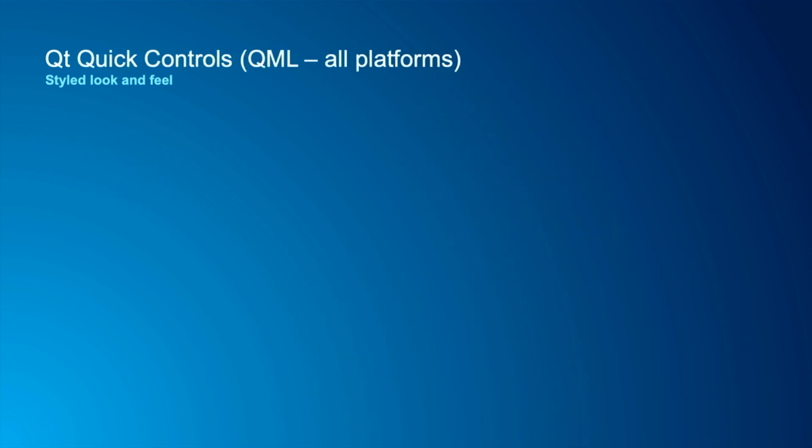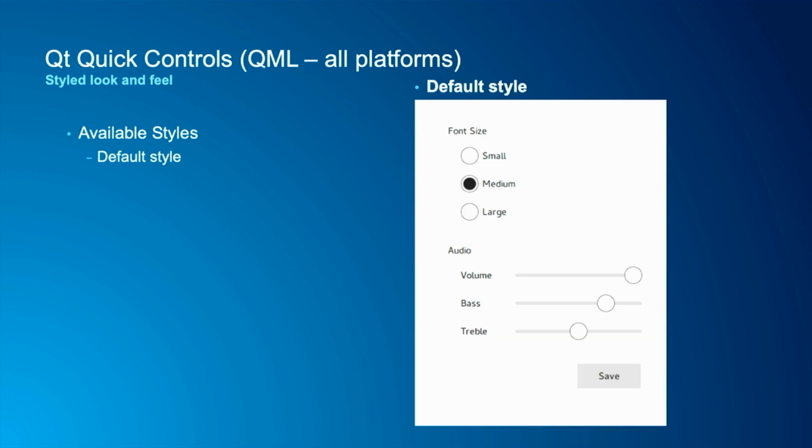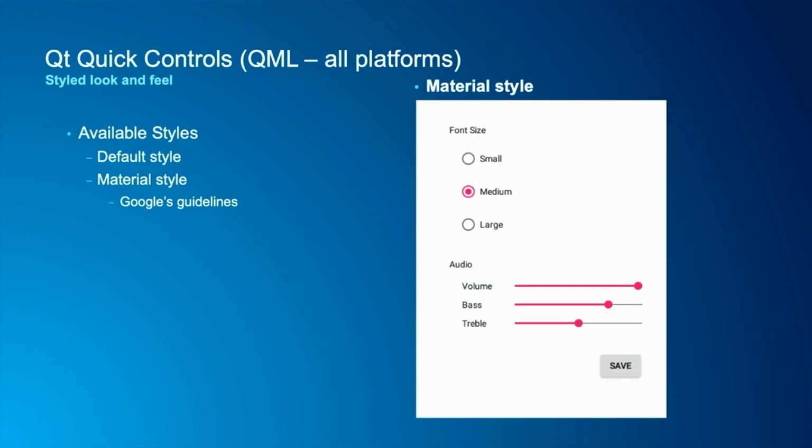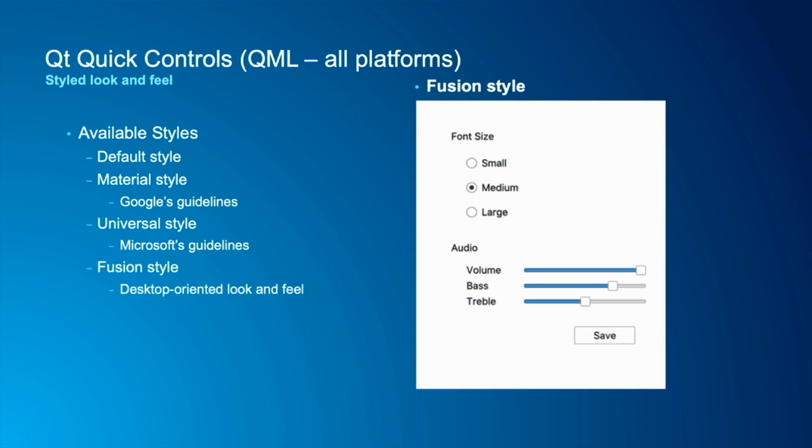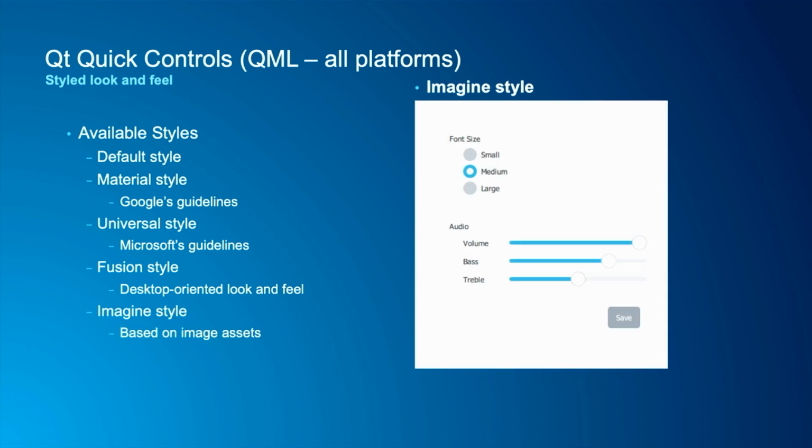But a lot of the newer users are choosing to use what is called Qt Quick. Qt Quick is essentially QML. There's many different styles you can choose from, and it's much more friendly for mobile and touch screen devices. So you can choose between the default style, the material style, which uses Google's guidelines, the universal style, which uses Microsoft's guidelines, and the Fusion style, which is more of a desktop-oriented look and feel, and the Imagine style, which is based on image assets.